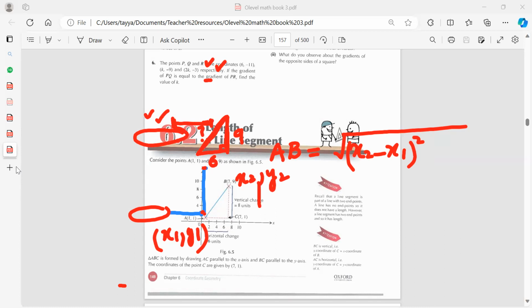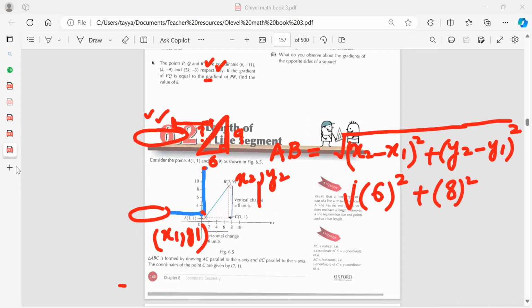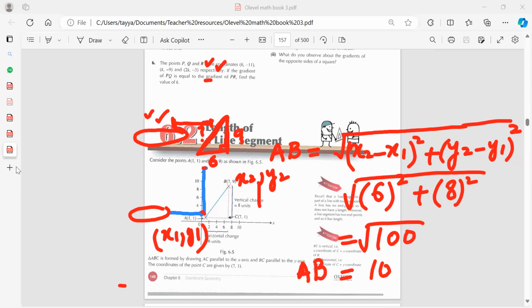(x2 minus x1) whole squared is the distance of AC squared, because we were taking 6 squared. Then we take the square of y2 minus y1. Here we substitute the values 6 and 8. Then we take the square root of this, so we got 10. In short, this is the formula. We usually call it the distance formula of two points.